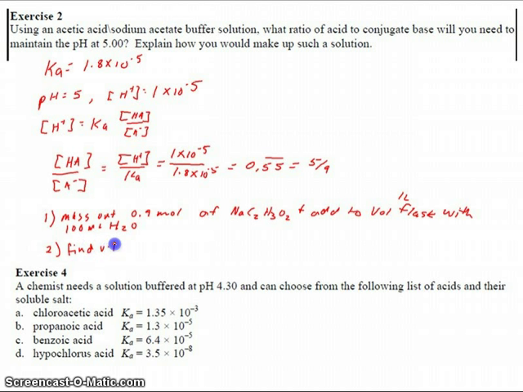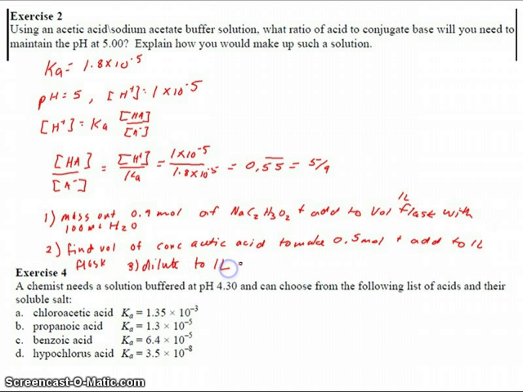Second thing I would do, find the volume of concentrated acetic acid to make 0.5 moles and add to the 1 liter flask with the acetate I've already got in there. Step number 3, dilute to 1 liter total volume. And that's how I would make that solution.